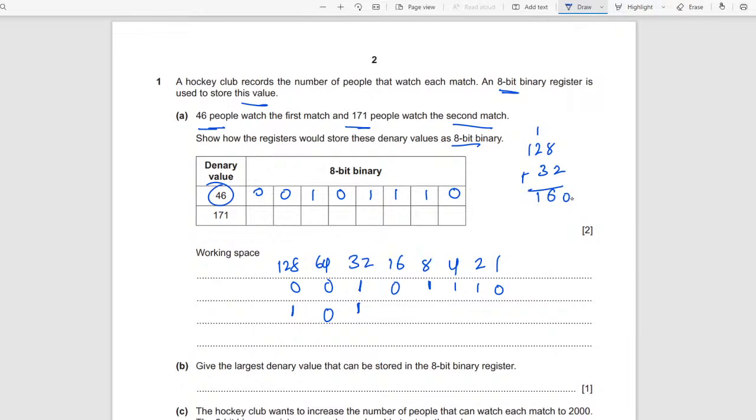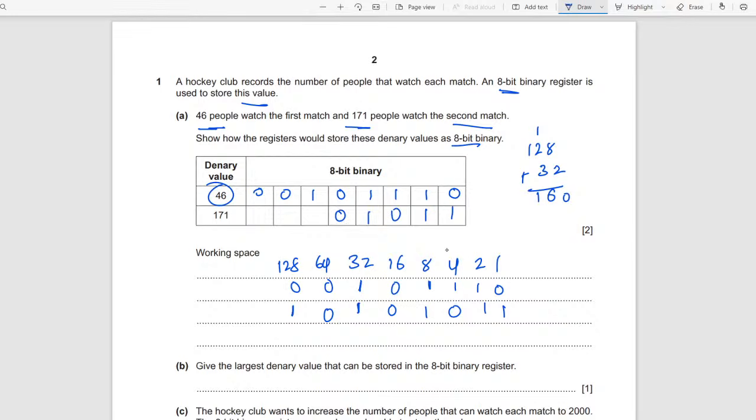Then we have 16, 8, 4, 2, 1. Let's see, we need how much more? We need 11 more. So we won't be needing 16. I'm thinking 8 plus 2 plus 1. Yeah, that should be correct. So now I just write the binary values here. It's as simple as that actually.